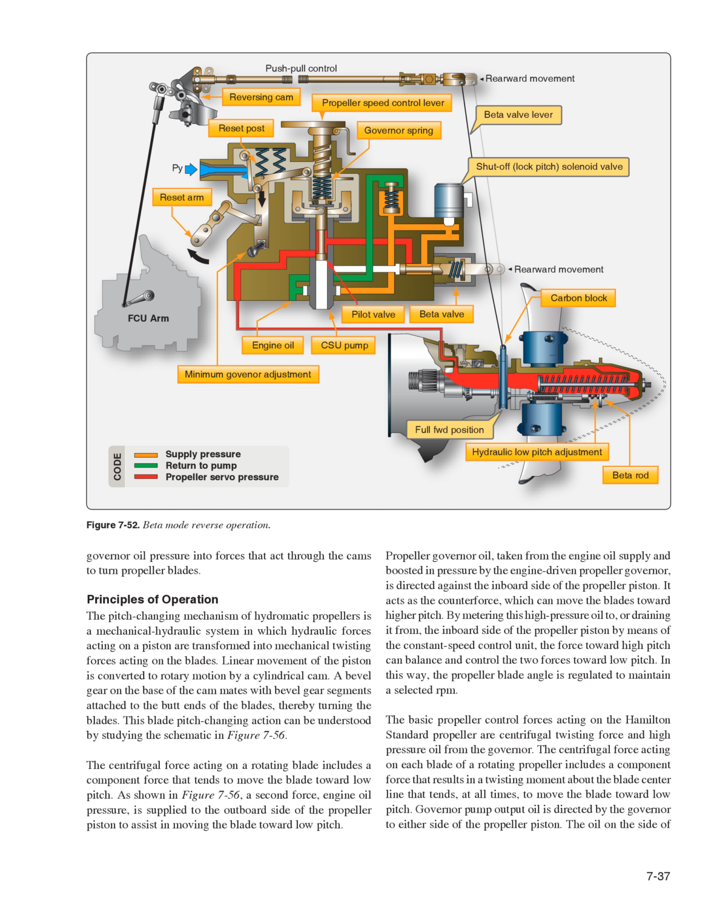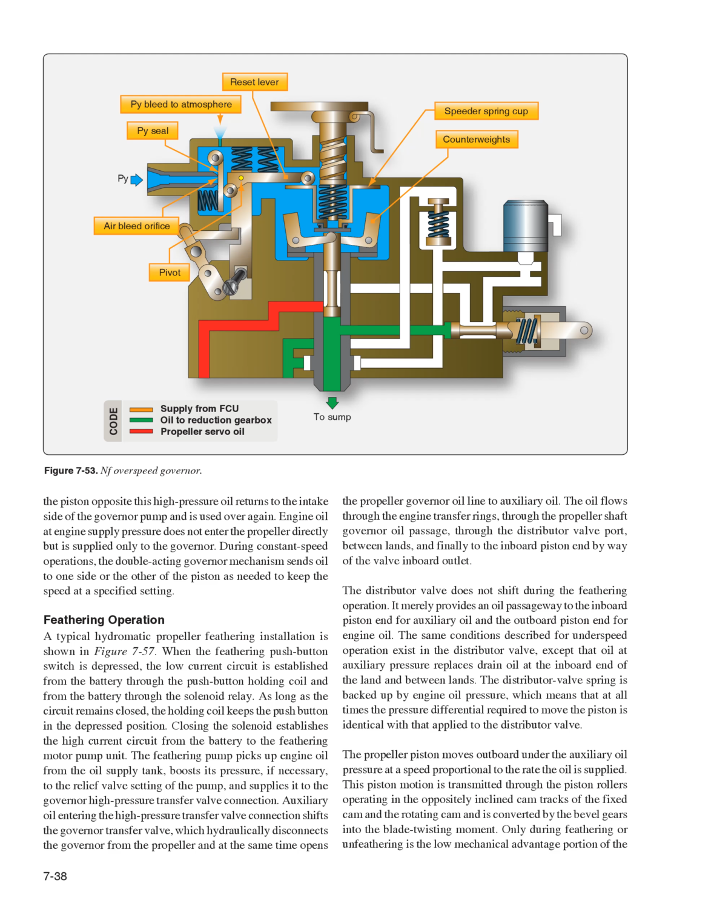Governor pump output oil is directed by the governor to either side of the propeller piston. The oil on the side of the piston opposite this high-pressure oil returns to the intake side of the governor pump and is used over again. Engine oil at engine supply pressure does not enter the propeller directly but is supplied only to the governor. During constant speed operations, the double-acting governor mechanism sends oil to one side or the other of the piston as needed to keep the speed at a specified setting.